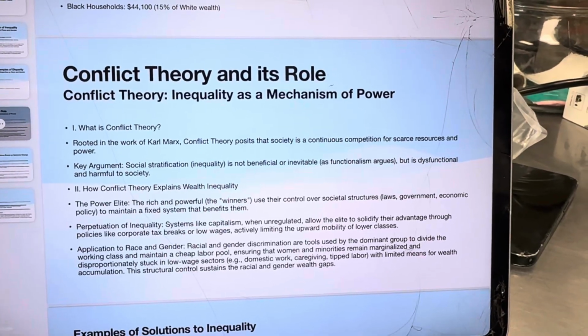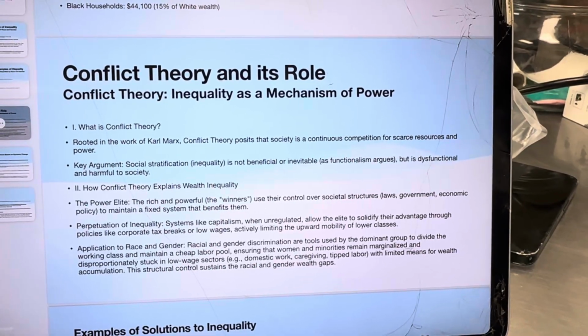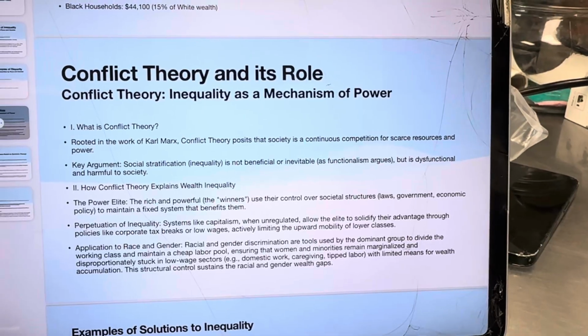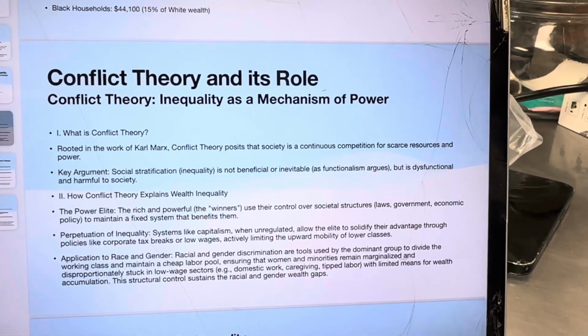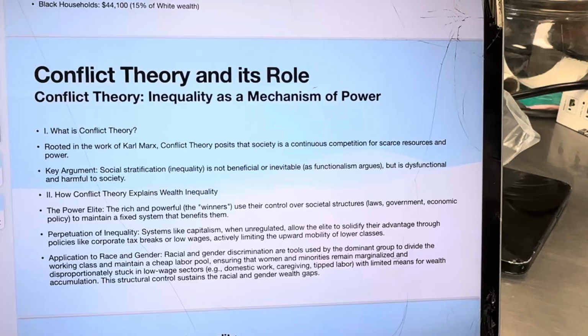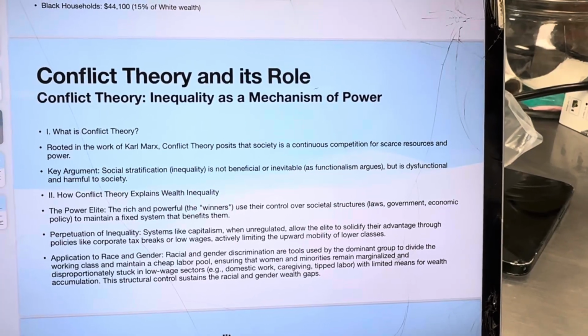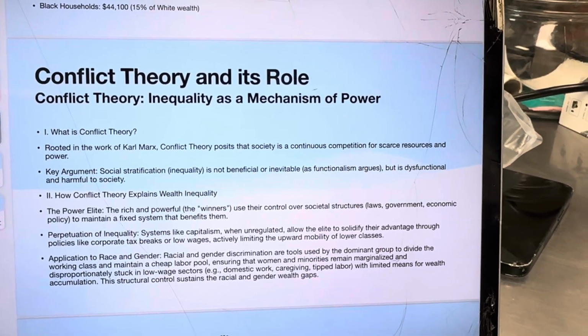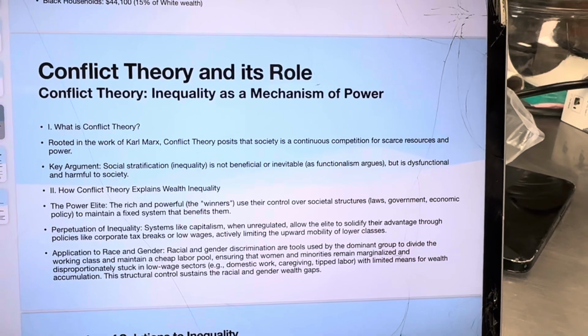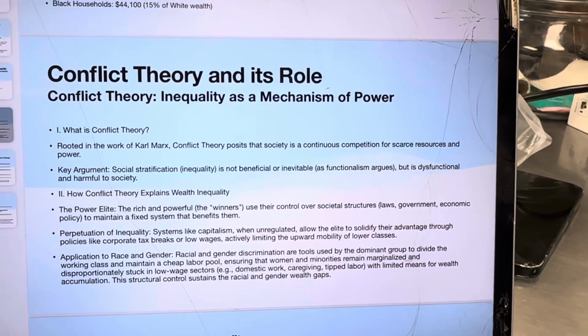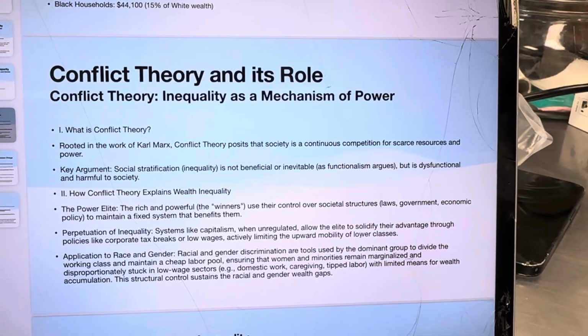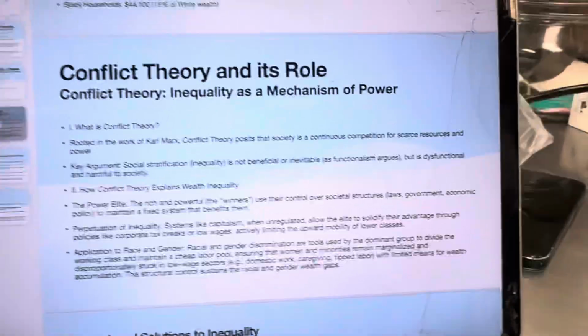It applies to race and gender because racial and gender discrimination are tools used by the dominant group to divide the working class and maintain a cheap labor pool, ensuring that women and minorities remain marginalized and disproportionately stuck in low-wage sectors, with limited means for wealth accumulation. The structural control sustains the racial and gender wealth gaps.